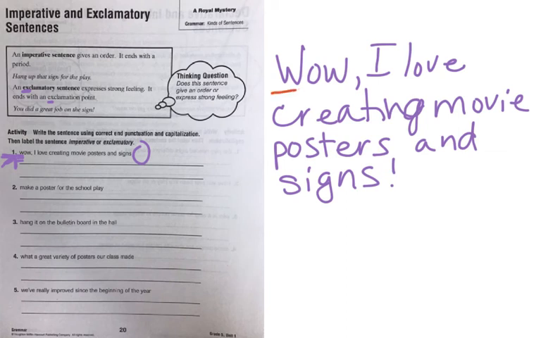And you can see that I capitalized the W and I added in the exclamation point because it's showing strong feeling. And oftentimes words that begin a sentence, those introductory clauses like wow, yay, hooray, those introductory clauses that are offset by a comma help express emotion. And you can see that oftentimes.